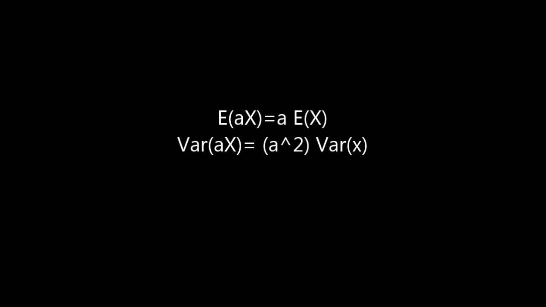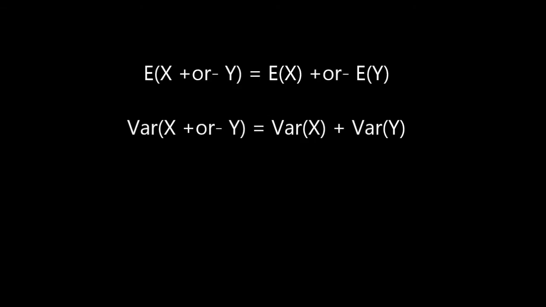In general, when you multiply each value of a random variable by a constant, it also multiplies the mean by the constant and the variance by the square of the constant. The mean of the sum of two random variables is the sum of the means. The mean of the difference of two random variables is the difference of the means. If the random variables are independent, the variance of their sum or difference is always the sum of the variances.